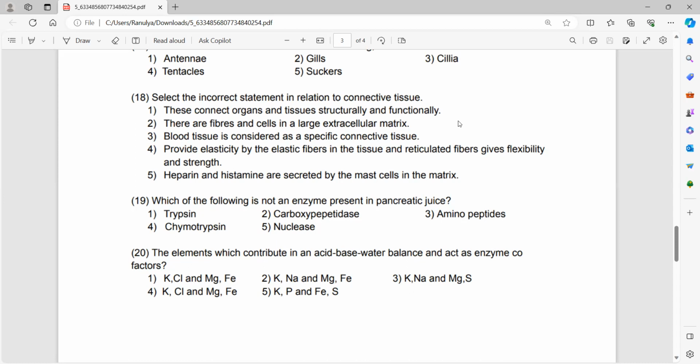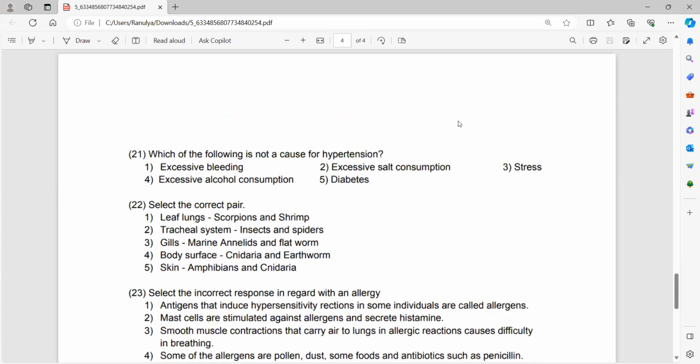Which of the following is not an enzyme present in pancreatic juice? That is aminopeptidase. They are secreted by the intestinal wall. Question number 20. The elements which contribute in acid-base water balance and act as coenzymes, cofactors, right? Potassium, sodium, they involve in acid-base and water balance. Magnesium and iron, they act as cofactors. So answer should be second answer.